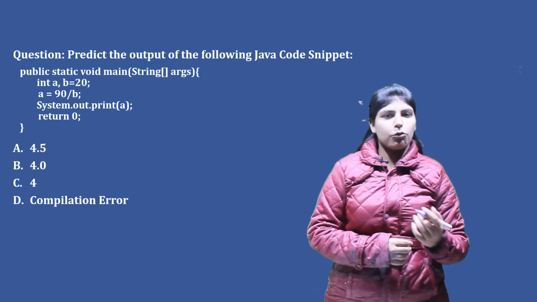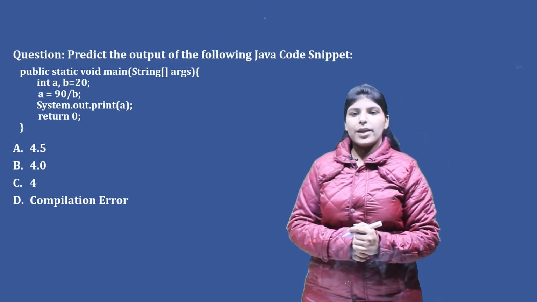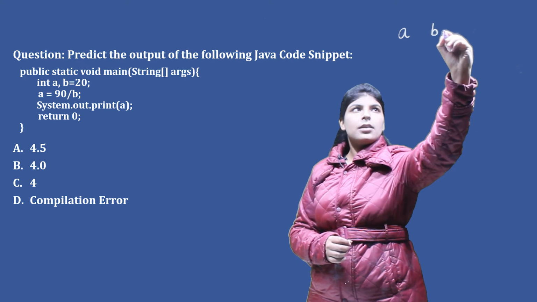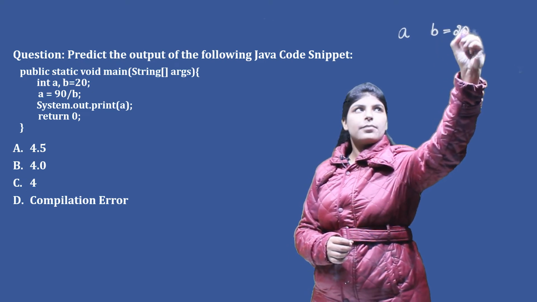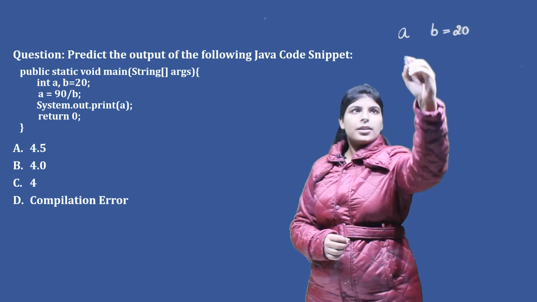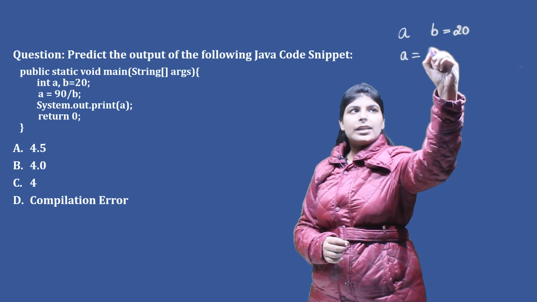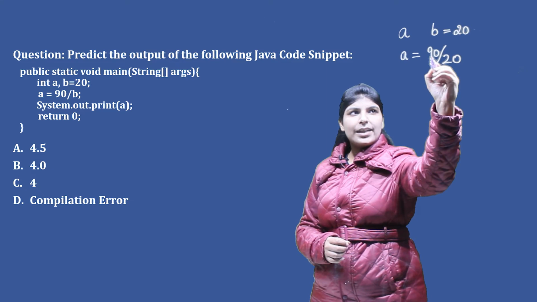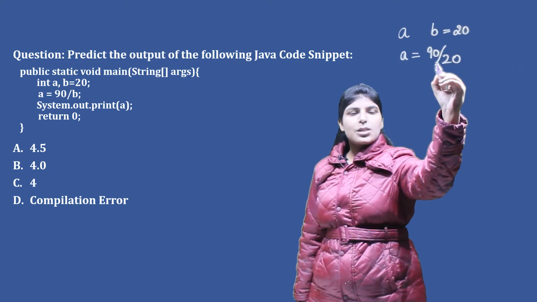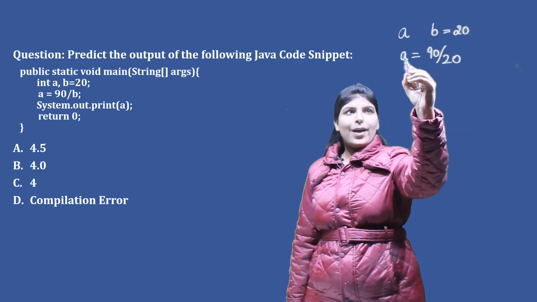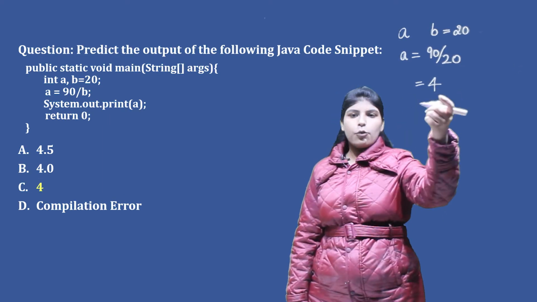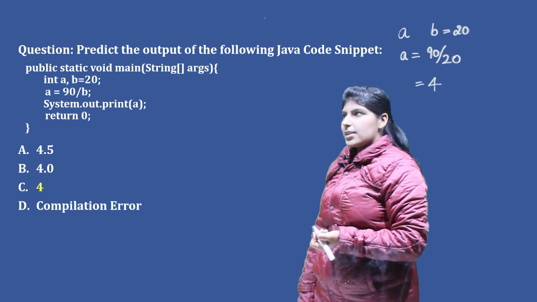So we have to give the output of this code. So in this code I have integer variable A and integer variable B whose value is 20. Right? Now the value of A is 90 divided by B. So 90 divided by 20. Now this is an integer, this is an integer, so this will do integer division. So the value of A will be 4. What will be the output in this case? 4 will be printed. So let's see the next question.